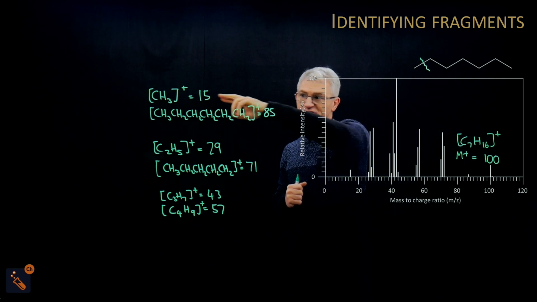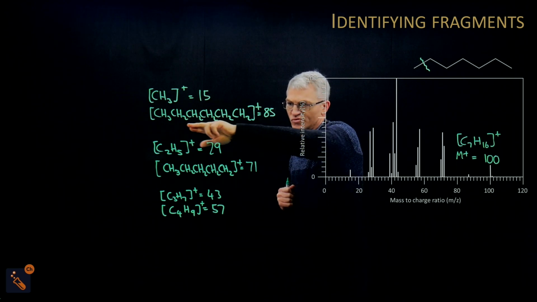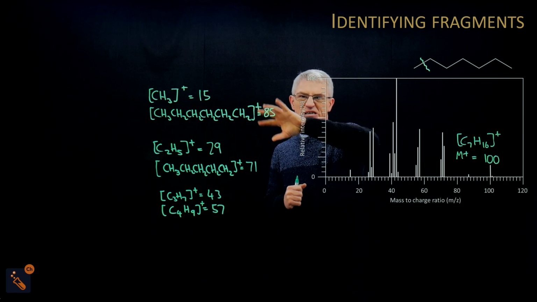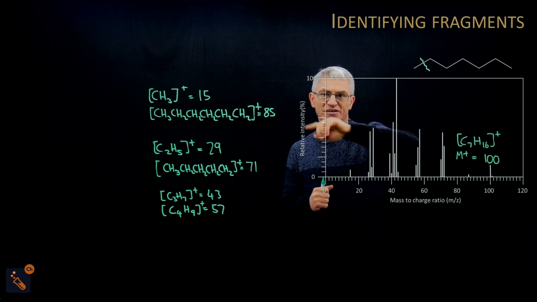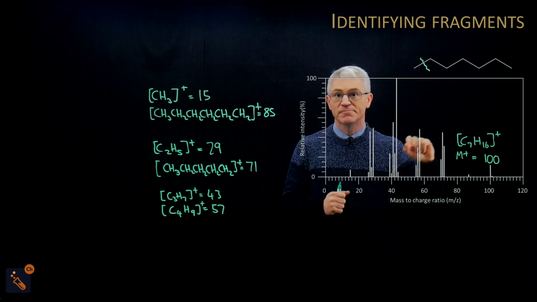Okay, so there's CH3. Notice the plus, really important. And I've drawn it all out. So it's big and a bit annoying, but I've drawn that all out. And notice the 85 and the 15 add up to 100. Okay, so I know I'm right.